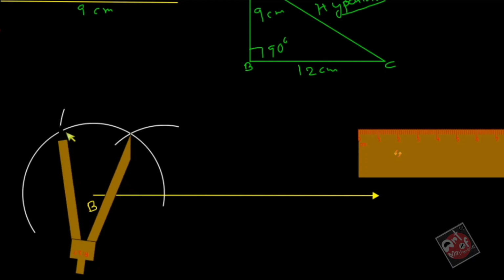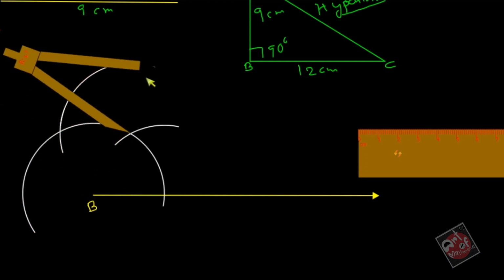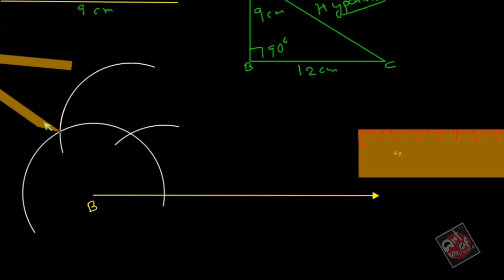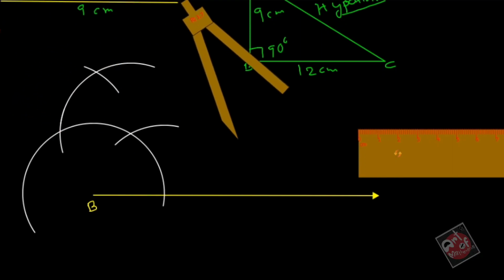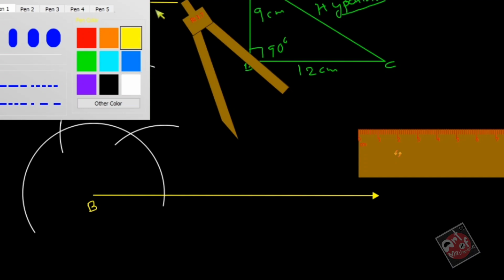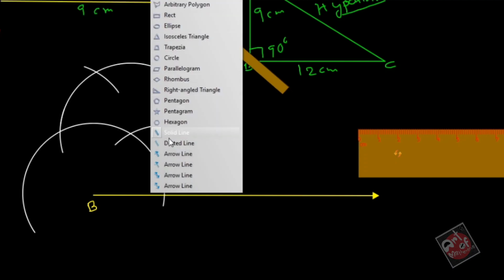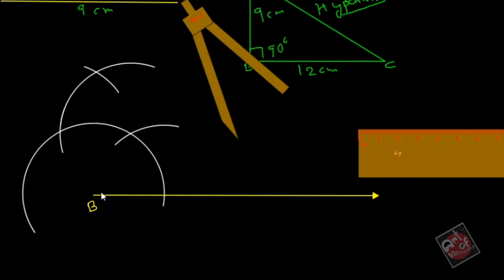Actually, I can extend this. It is better to do it like this, as always I have done. So now, where the arc intersects again, put the compass there and cut it. Now if you join it, you will get the 90-degree angle. You all know. It is better to join and extend as much as you can.